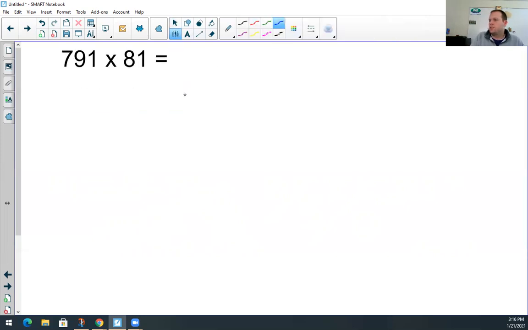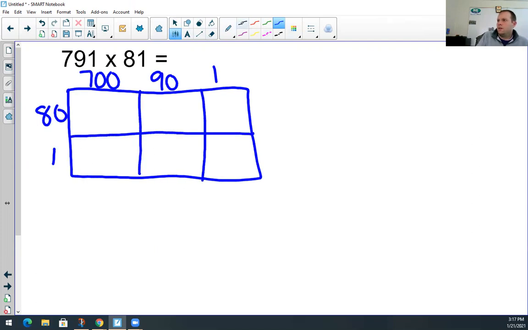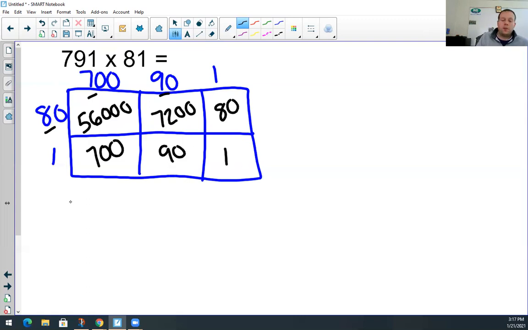Okay, I'm gonna just try to give myself some room. Got a big problem coming. So 791 versus 81. All right, 8 times 7 is 56 with 3 zeros. 8 times 9 is 72 with 2. 80 times 1 is 80. 700 times 1 is 700, and 90 and 1. So those should be the answers for your 6 boxes.